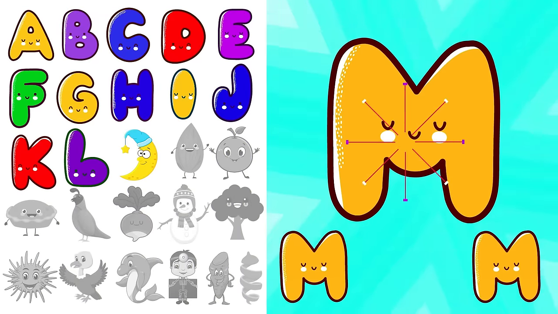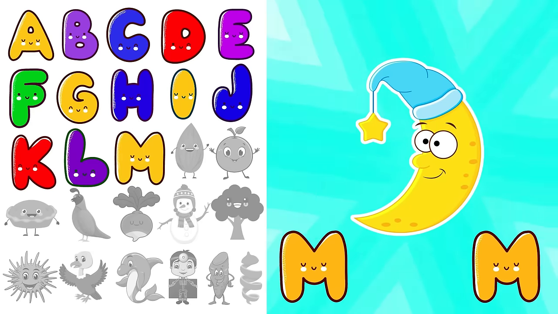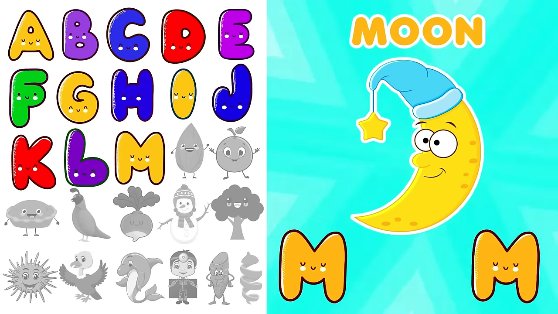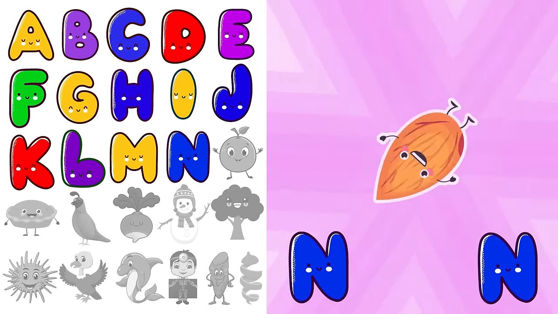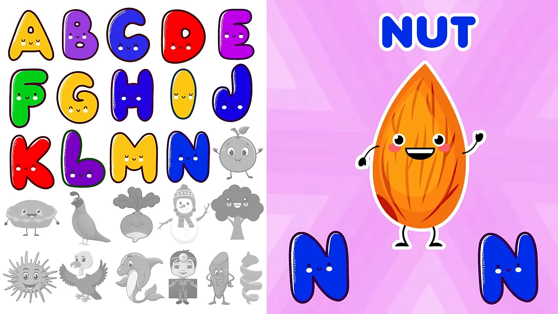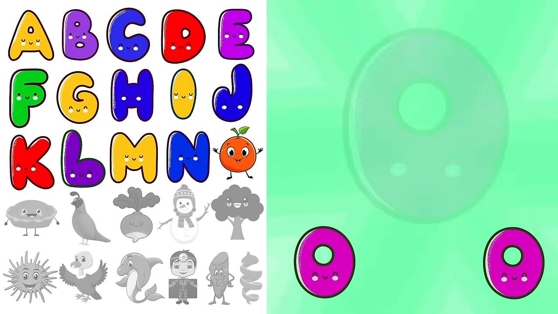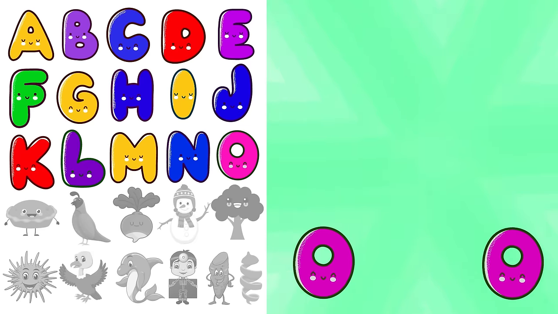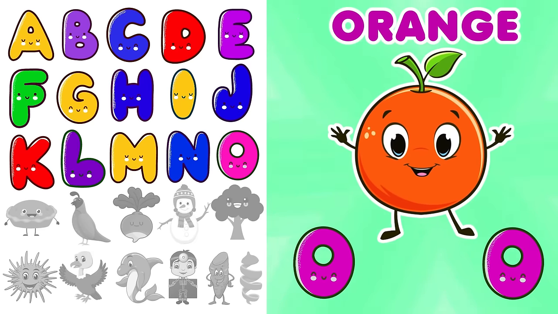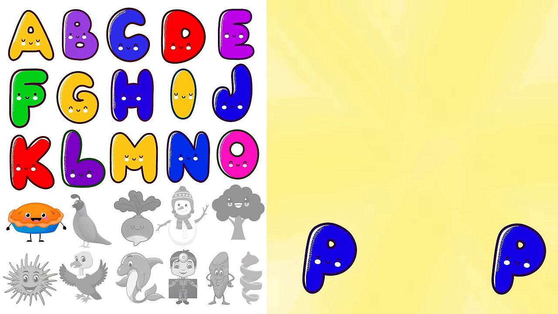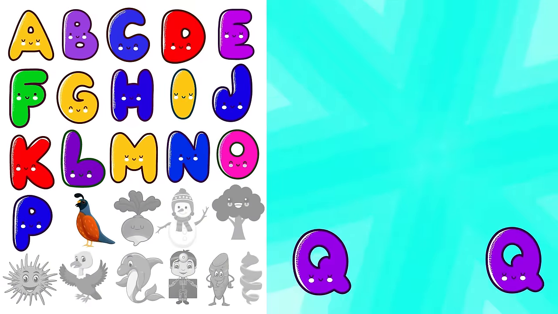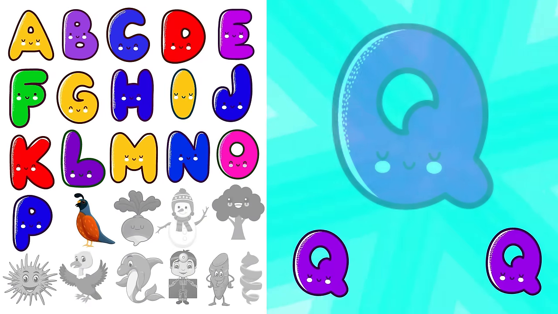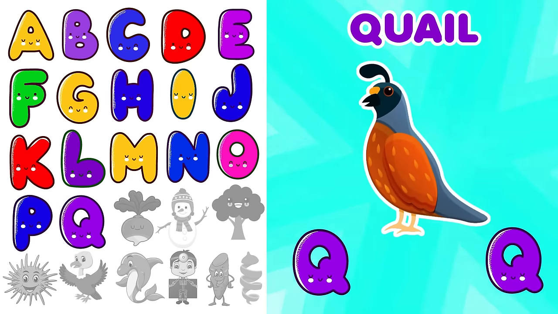M, M. M is for moon. N, N. Nut. N is for nut. O, O. Orange. O is for orange. P, P. Pie. P is for pie. Q, Q. Quill. Q is for quill.